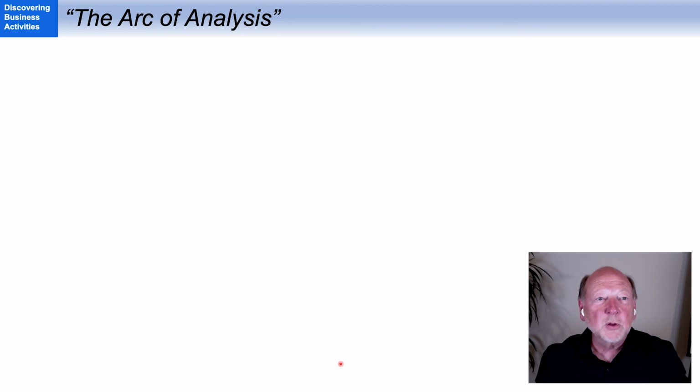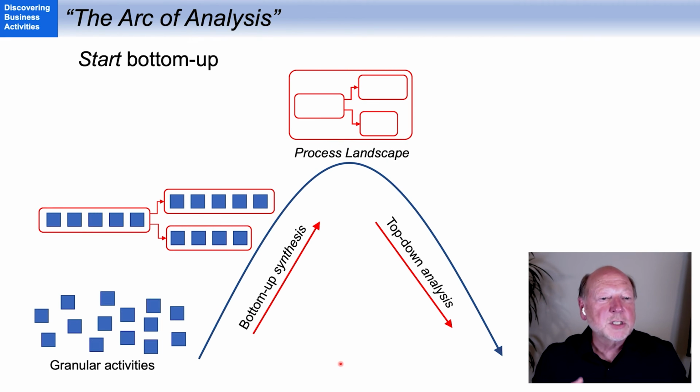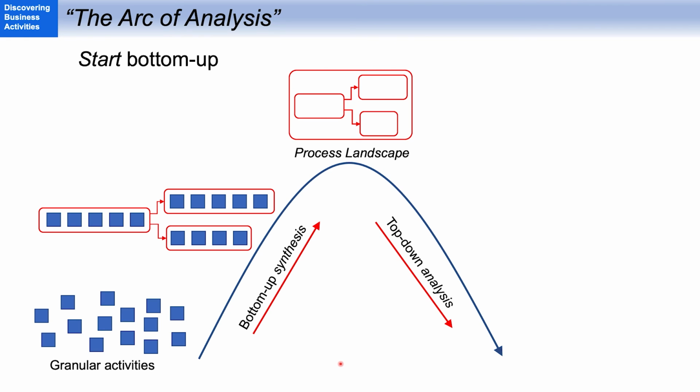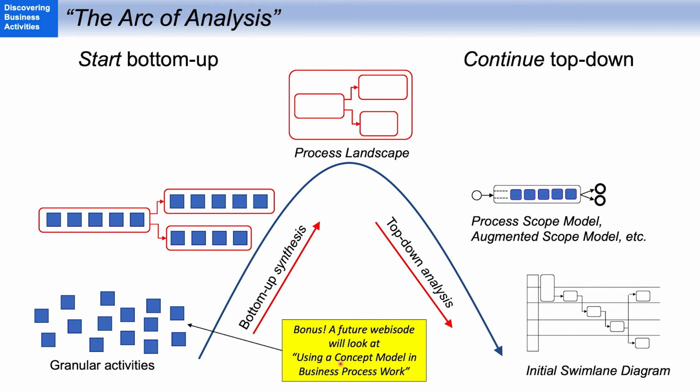So overall, we've looked at the arc of analysis, starting bottom up with detailed granular activities and building up to the big picture, and then carrying on top down. And bonus, in a future webisode, which will look at using concept models, we'll see how that is a fourth technique that can be used to help us discover our activities.